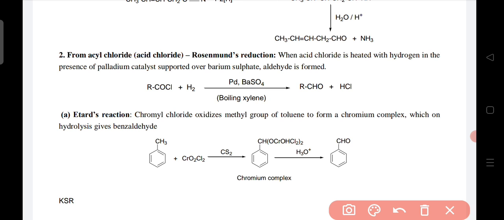The next one is Etard's reaction. In Etard's reaction, any methyl group of toluene, or any benzene ring that has a methyl group, can be converted to an aldehyde group by using chromyl chloride. Chromyl chloride oxidizes the methyl group of toluene to form a complex, which on hydrolysis gives benzaldehyde.